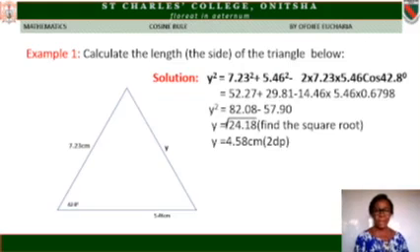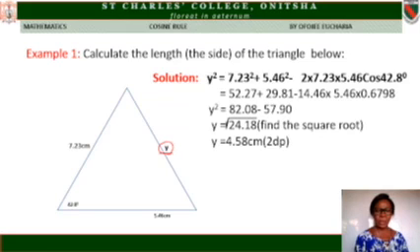Example 1. Calculate the length, that is the side, of the triangle below. The side we are looking for is little letter y, which can be the same thing as little letter a, or little letter b, or little letter c. But here we use the letter y.